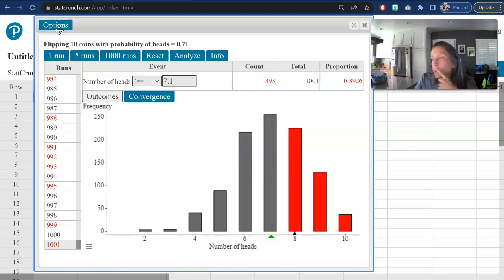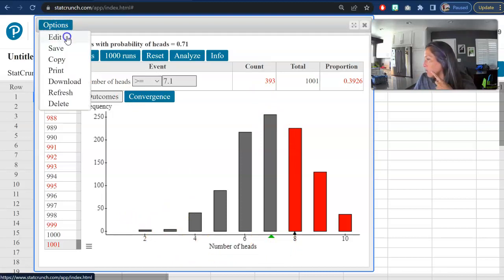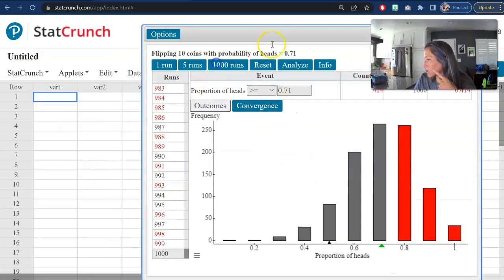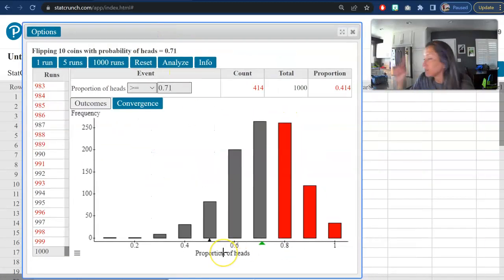Ooh, I want this to be in proportion land. Ooh, edit, proportion. Whew, there we go. I was like, something is off. There we go. 0.7. All right, so we're still centered around 0.7. We can see that's about the tallest bar is at 70%. We don't have quite the unimodal symmetric distribution we might expect, but if we think about that rule of thumb for our binomial to be approximately normal, NP and NQ, we're not quite there yet.